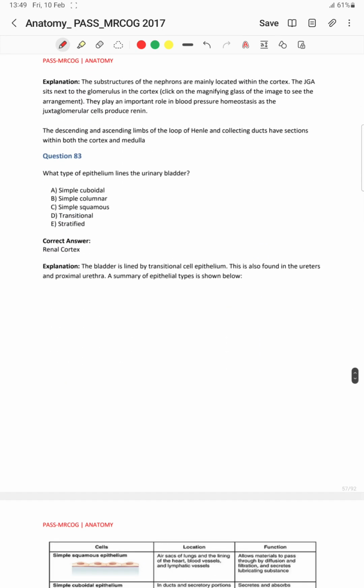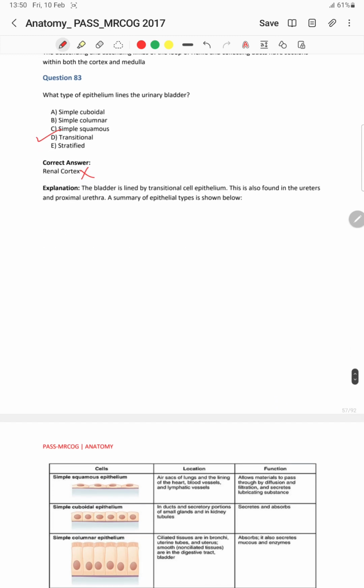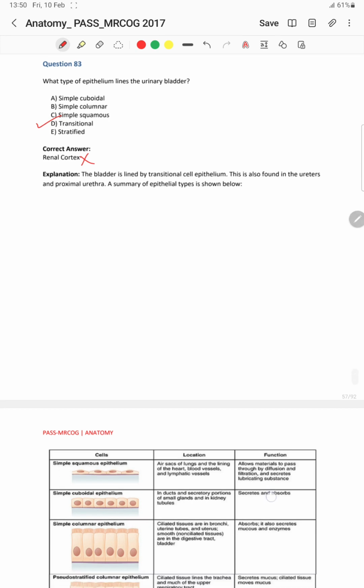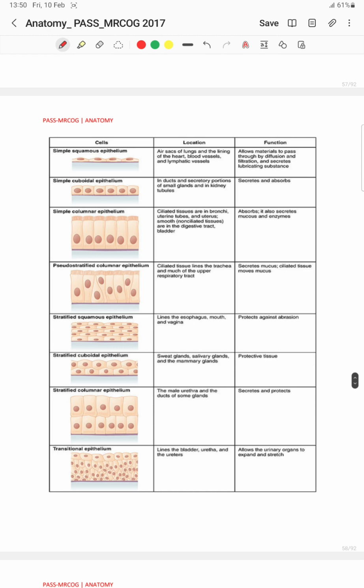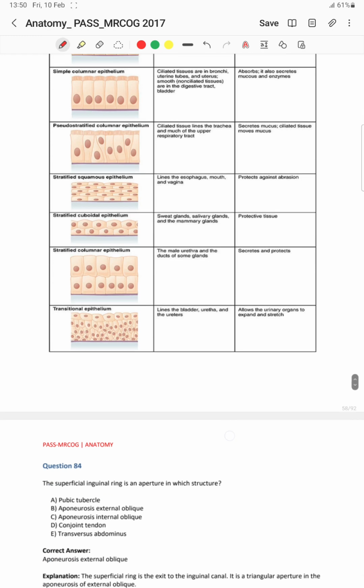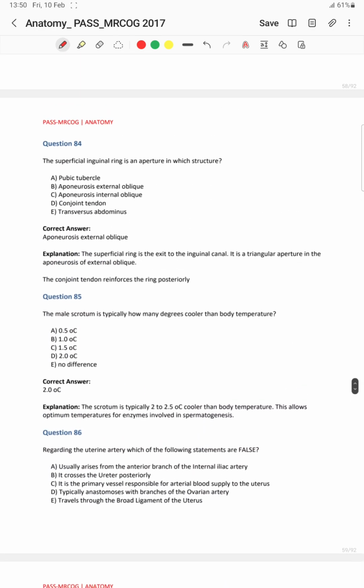Now the next question: what type of epithelium lines the urinary bladder? We know that it is the transitional epithelium, which lines not only the urinary bladder but also the ureter and the urethra. And here this answer is wrong. The bladder is lined by transitional epithelium, and it is found in the ureters and the proximal urethra. Here again they have discussed the summary, and we have discussed it previously, so we are not going to do it again. Now let's move towards the next question.